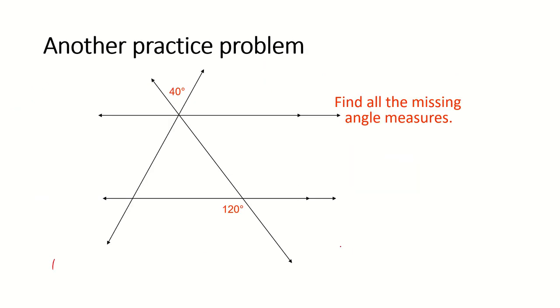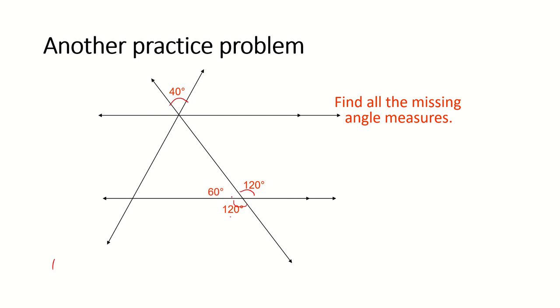Okay, now, so we're asked to find all the missing angle measures given that this is the only given angle measurement. So first, we know that this angle and the angle here are, okay, both angles here, this and this. Vertical angles are always congruent. So if this is 120, this is also 120.